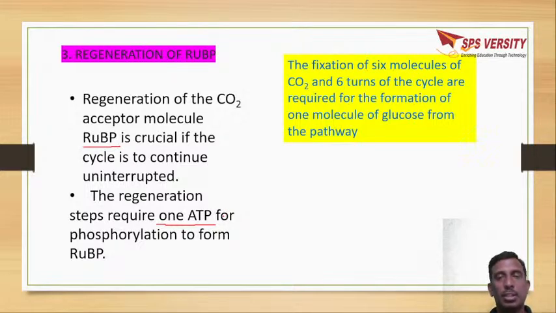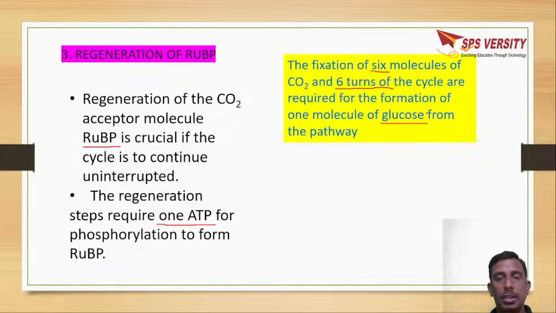For 1 CO2, that is when you take 1 CO2, it takes place for 1 turn. Likewise, if you take 6 CO2, it requires 6 turns of the cycle. So in the C3 cycle, to form one glucose molecule, 6 molecules of CO2 are needed. So 6 molecules of CO2, 6 turns of C3 cycle, finally you'll get 1 molecule of glucose.